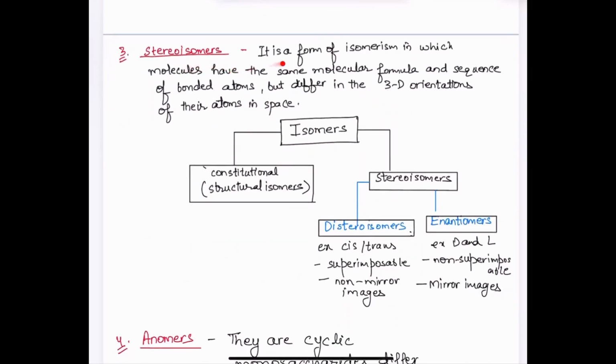Stereoisomers. In this type of isomerism, molecules have the same molecular formula and sequence of bonded atoms, but they differ in the three-dimensional orientations of their atoms in space. To understand stereoisomers, let's understand that isomers can be of two types: structural isomers, which are also called constitutional, and stereoisomers. Now stereoisomers, because this is an umbrella term, can be diastereoisomers and they can be enantiomers.